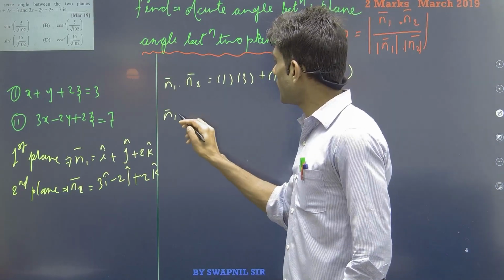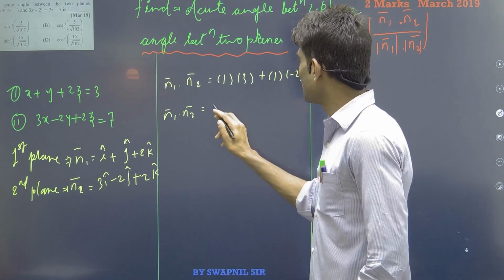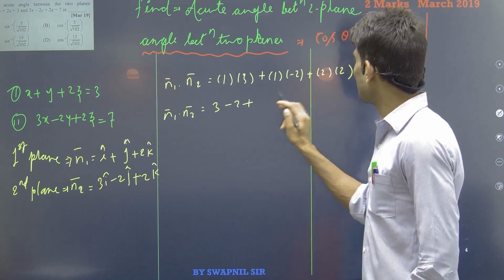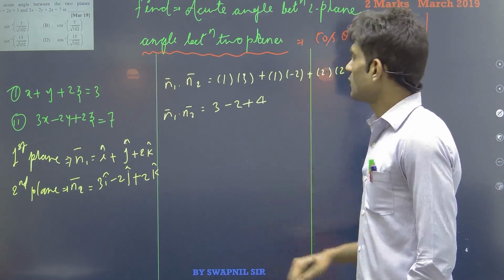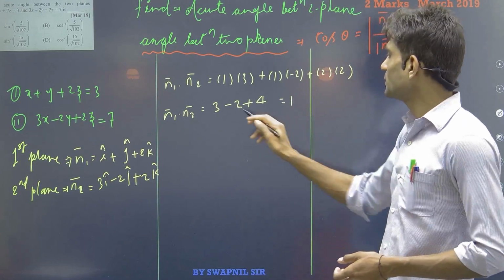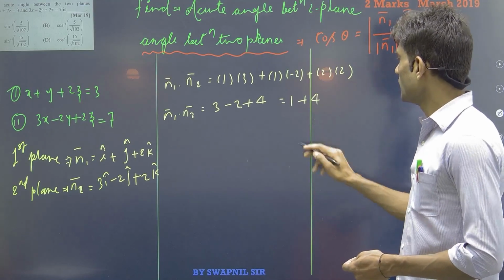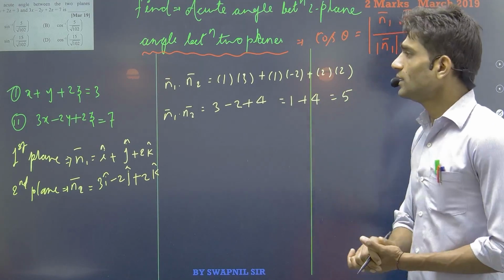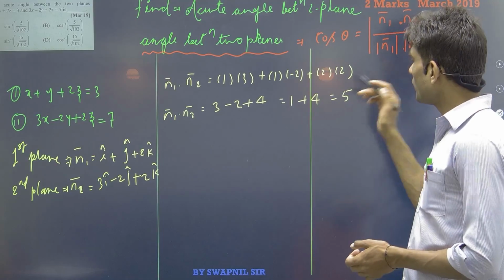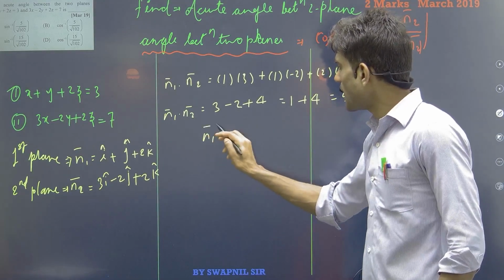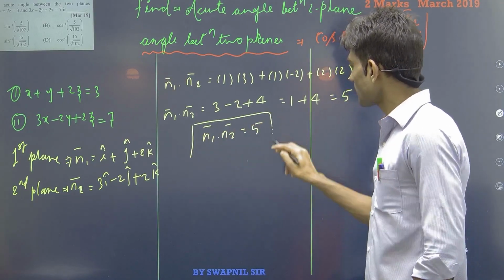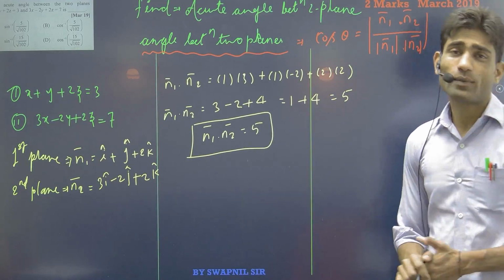So n1 bar dot n2 bar can be written as 1 multiplied by 3, which is 3, 1 multiplied by minus 2, which is minus 2, and plus 2 multiplied by 2, which is 4. So 3 minus 2 is 1, plus 4 is 5. So I got the value of vector n1 bar dot vector n2 bar, which is equal to 5.